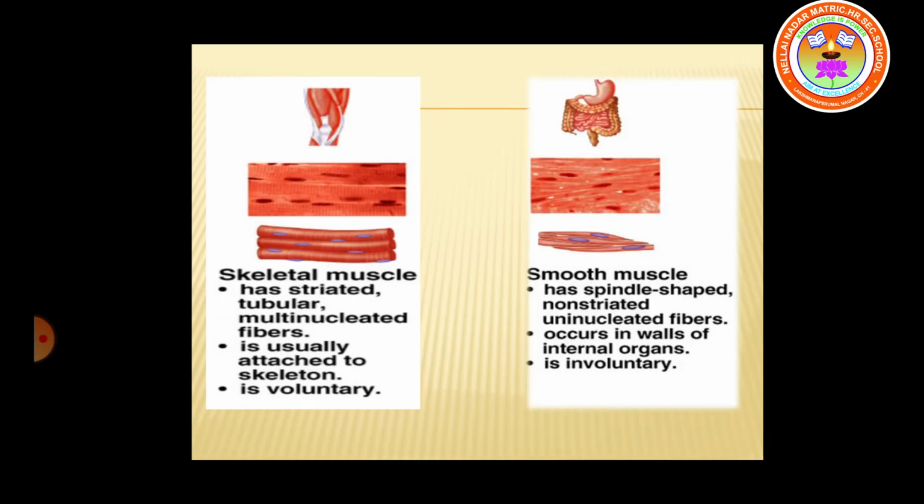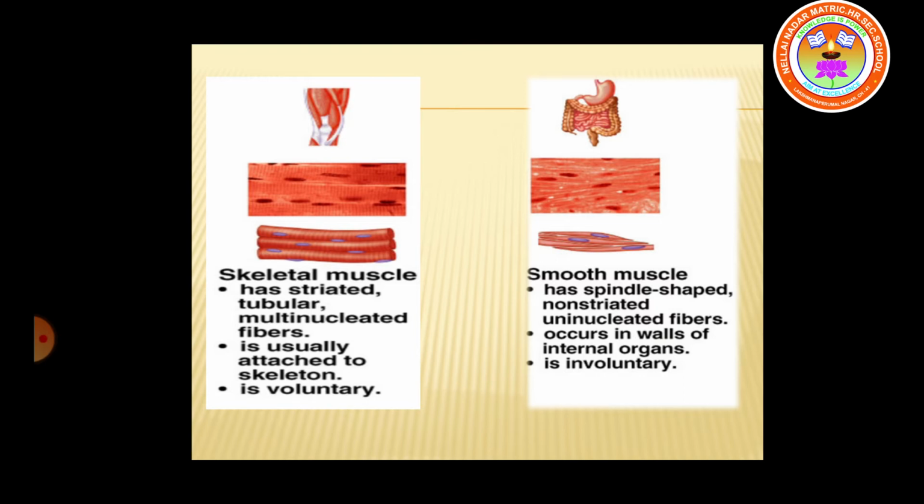Here, this picture shows the location, structure, and function of different muscles. Skeletal muscle has striated, tubular, multinucleated fibers. It's usually attached to the bones or the skeleton. It is voluntary in nature.